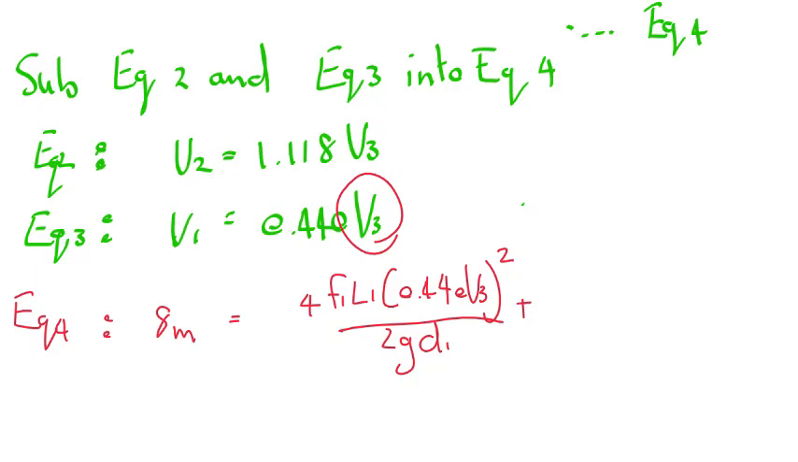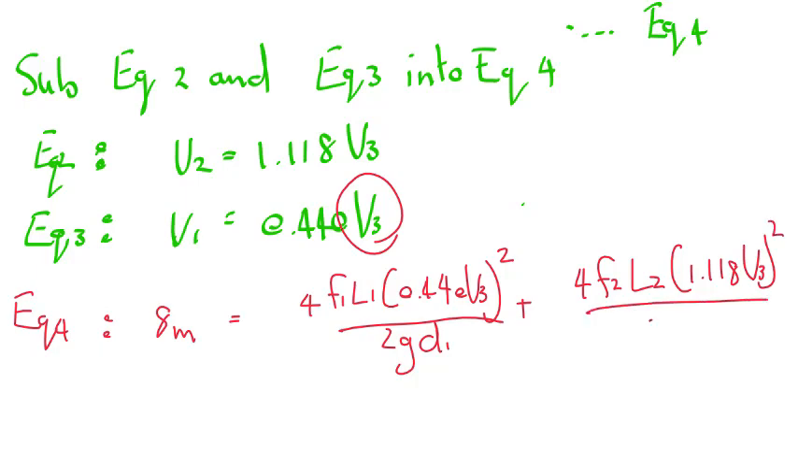Then we add our second head loss, the head loss due to friction in the second pipe. So this was for the first pipe. Now we're going to add the second pipe's head loss due to friction, which will be 4 F2 L2. What is V2 in this case? If we have to substitute, it's going to be 1.118 V3. Close the bracket, square it, divide by 2GD, in this case D2.